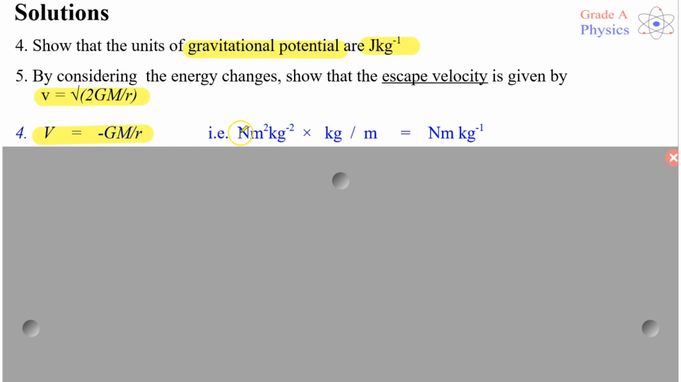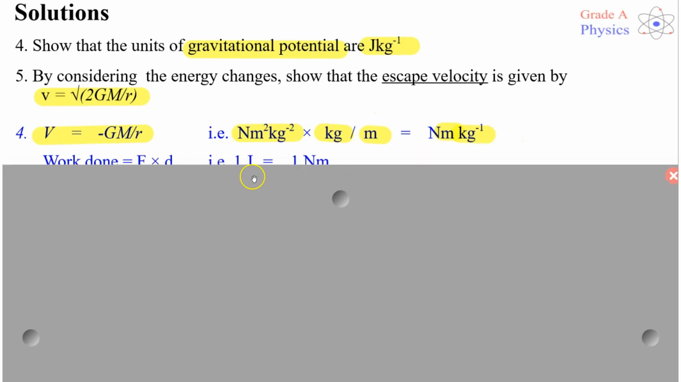So the big G, we're given that in the formula booklet. We're told that's newtons meters squared kg to the minus 2. The mass is obviously kilograms, and r, the distance, is meters. So we can tidy this up a little bit. We've got kilograms to the minus 2, so that just gives us kilograms to the minus 1. We've got meters squared divided by meters, which gives us meters. So Newton meters per kilogram is how we could write the units of V.